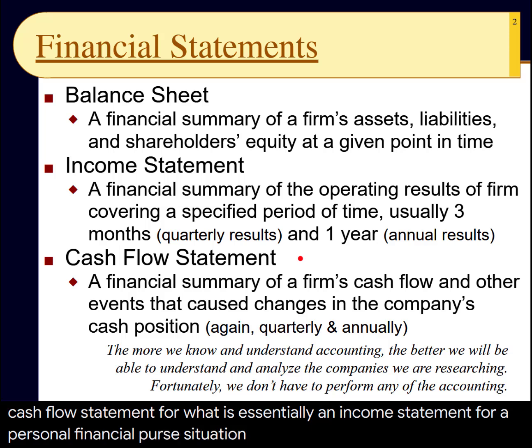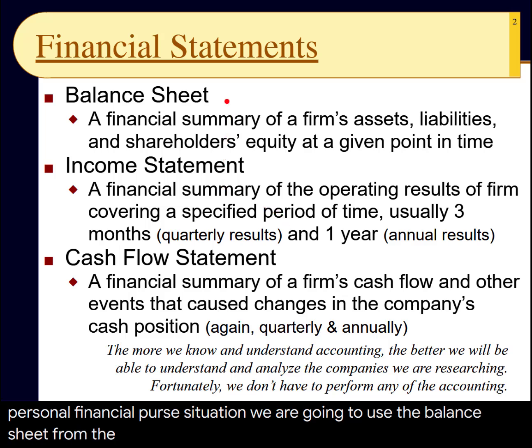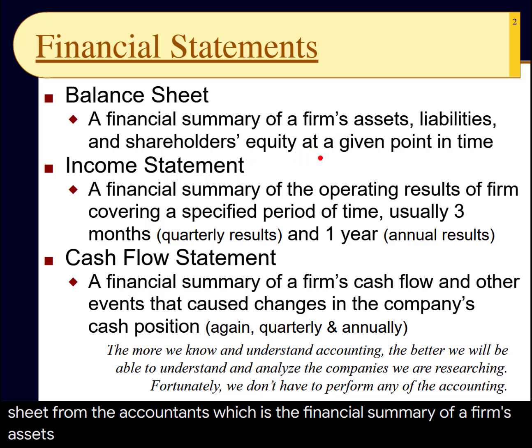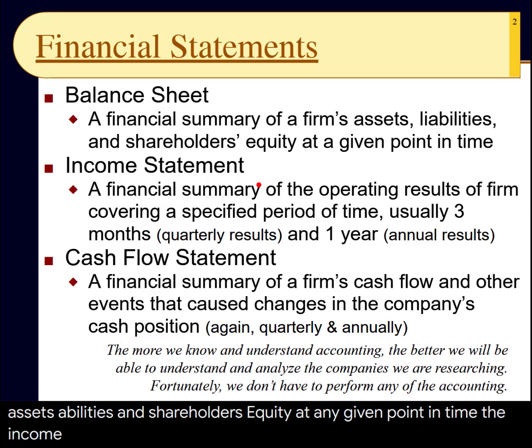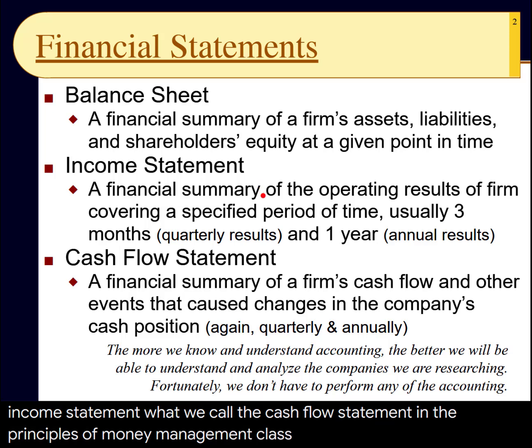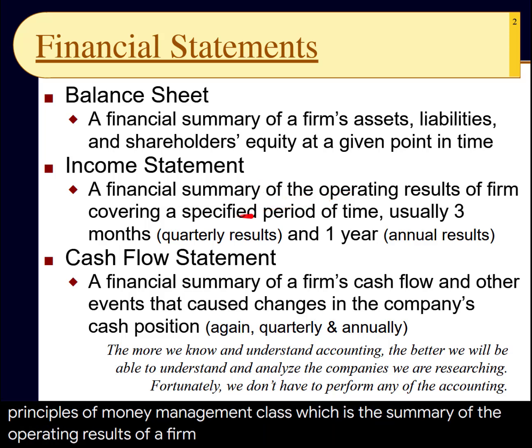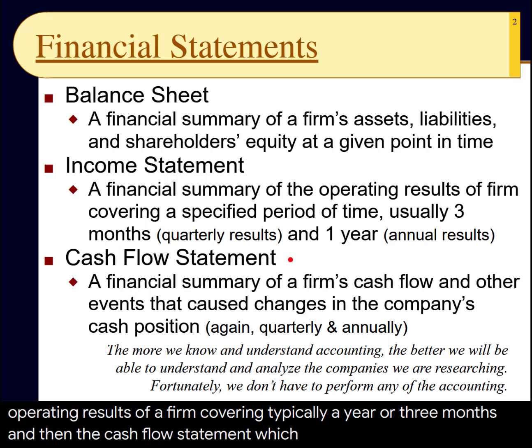situation. We are going to use the balance sheet from the accountants, which is the financial summary of a firm's assets, liabilities, and shareholders' equity at any given point in time. The income statement, what we call the cash flow statement in the Principles of Money Management class, which is the summary of the operating results of a firm covering typically a year or 3 months. And then the cash flow statement, which is essentially what happened to your checkbook.